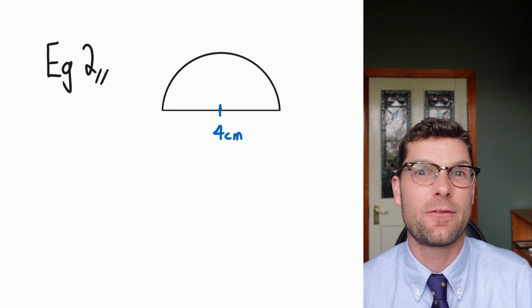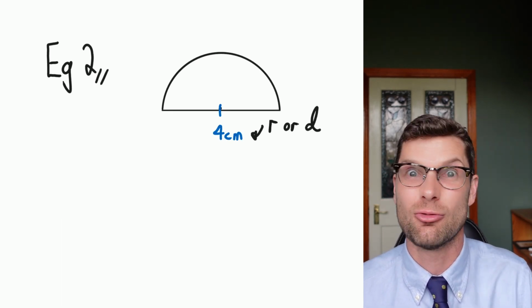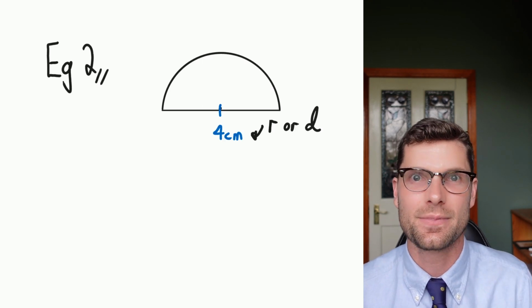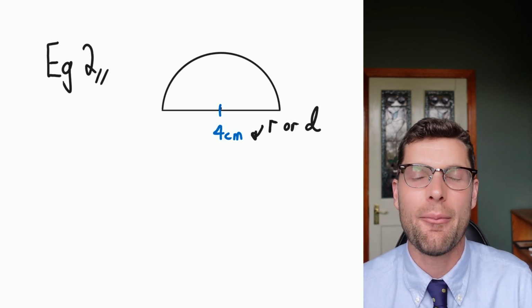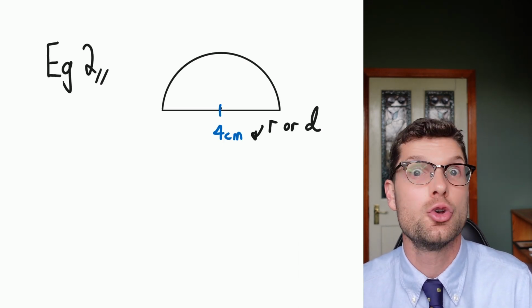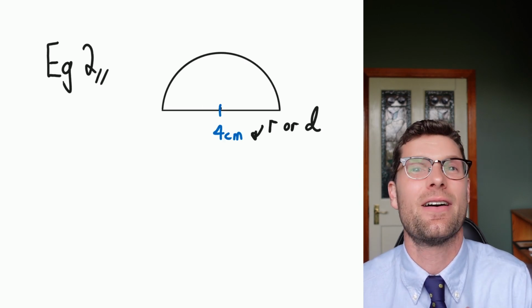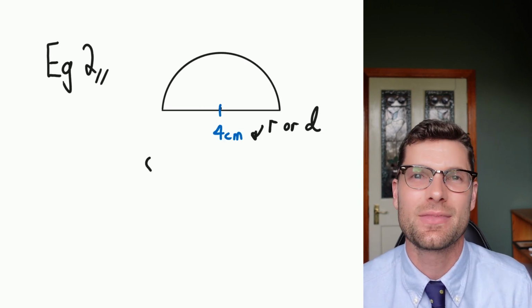For this second one here, we've got 4 centimeters at the bottom. And again, the major question is, is this the radius or is this the diameter? For this one, it is the whole diameter. So the only thing we have to be careful of is when we're doing our circumference formula, 2 pi r, please don't use 4 as the radius. Remember, the radius is half of that number.